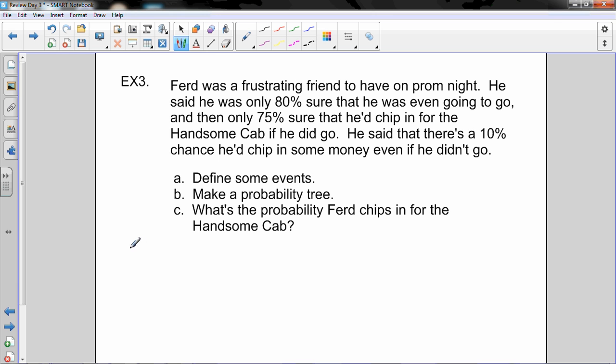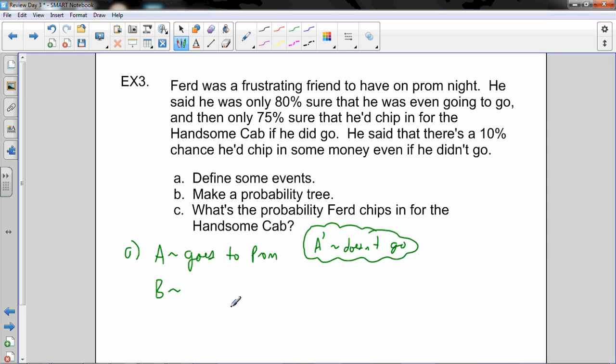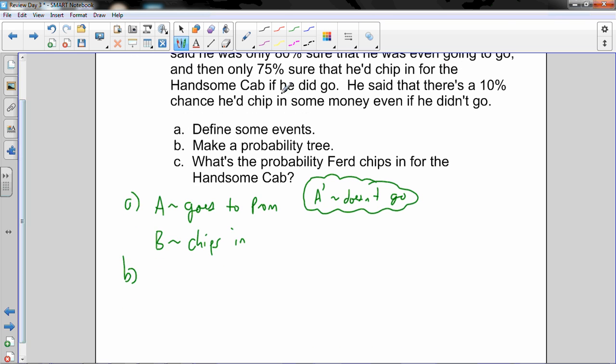So it says to define some events. A is going to be the fact that Ferd goes or not. Notice that we wouldn't define event B to be that he doesn't go, because that he doesn't go is just a complement. And so we're not going to write it down, because B is the probability that he chips in. And it says make a probability tree. This is more like a tree diagram.